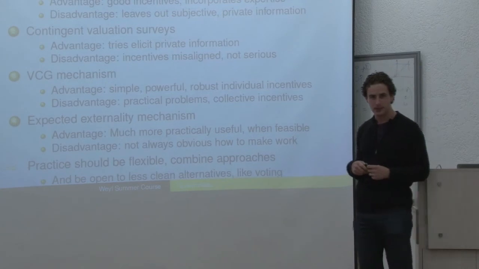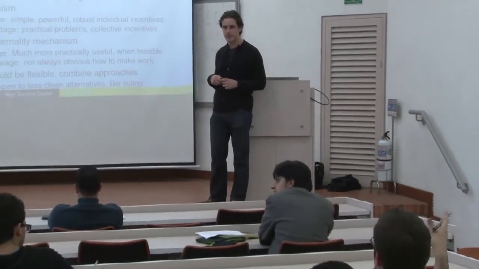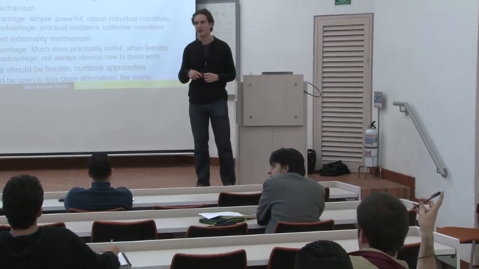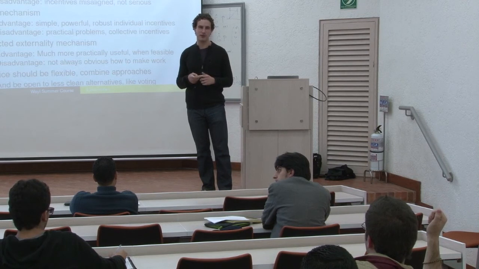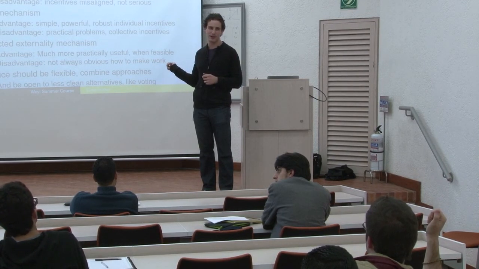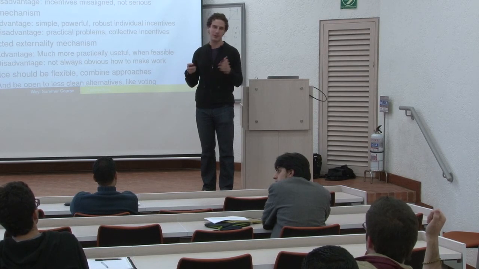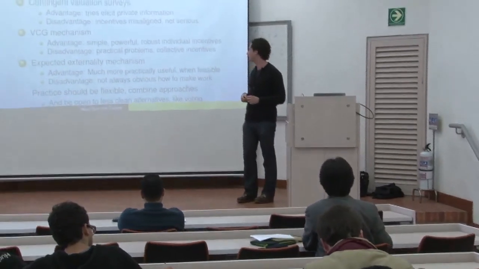Yeah, go ahead. Do you have another example of expected externalities other than the first price auction? You're going to have to wait till a week from Monday for that. The answer is yes, and it's the piece of research that I'm the most proud of, that I came up with: an expected externality mechanism for collective decision problems. But I'm going to make you wait until we talk about collective decision problems before we talk about that.